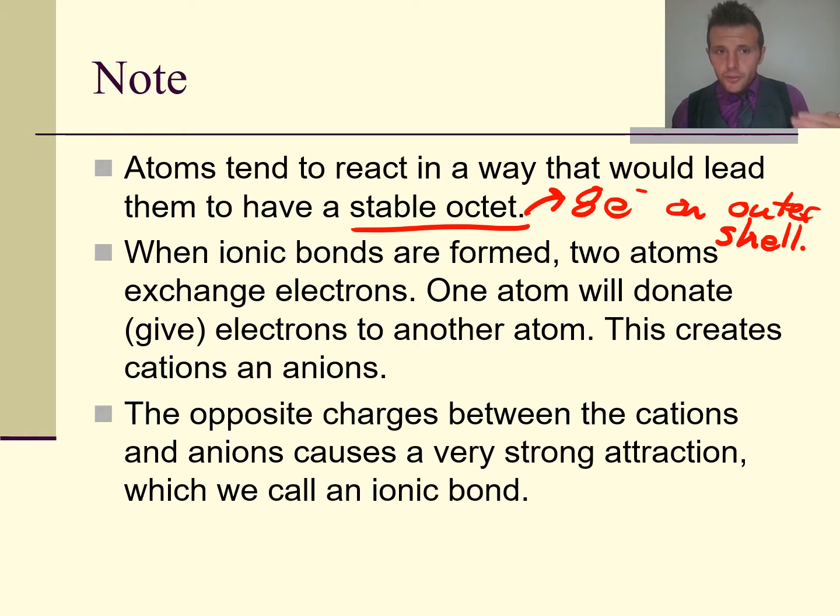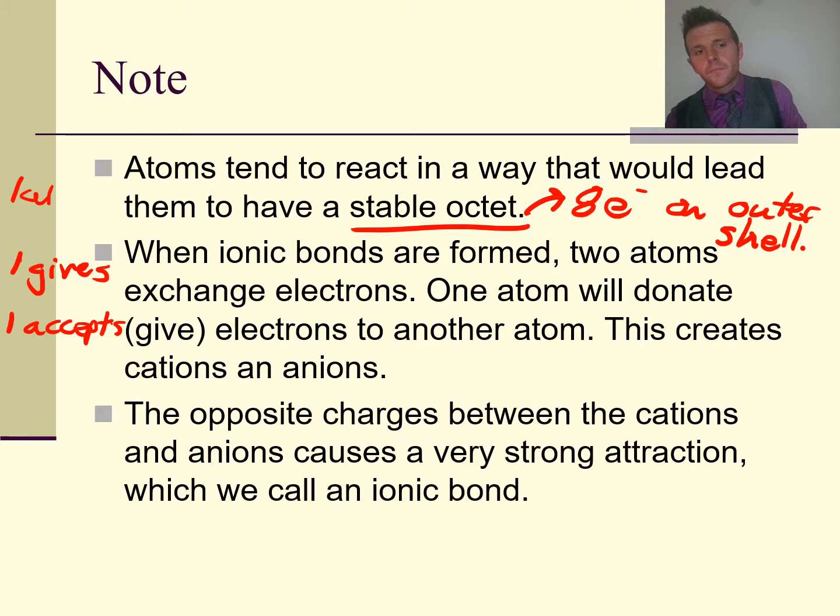When ionic bonds are formed, 2 atoms will exchange electrons. That really just means one gives and one accepts. Now, it doesn't always mean 1 electron. We can have multiple electrons being donated and accepted, but one will give an electron away and the other one will accept it until we get to the stable octet. This will cause opposite charges. This will cause a creation of cations and anions.